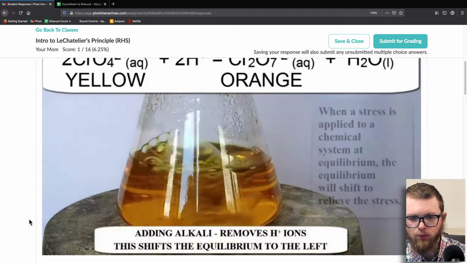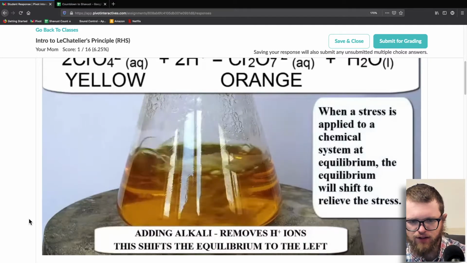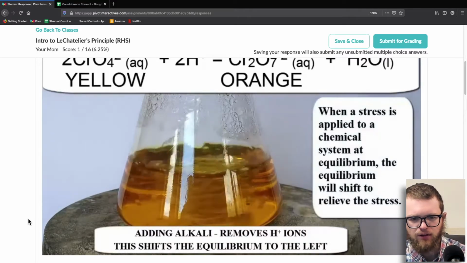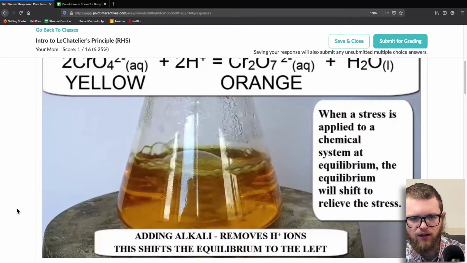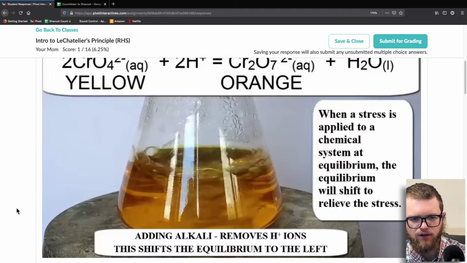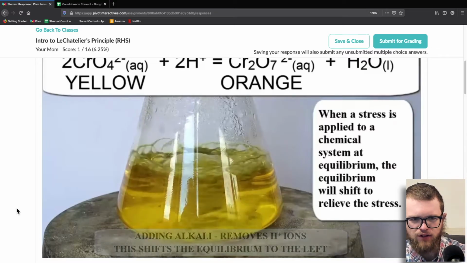Adding alkali removes H plus ions. This shifts the equilibrium to the left. Okay, so we're removing H plus ions, and it shifts the reaction to the left. So what color will it turn as it shifts to the left?